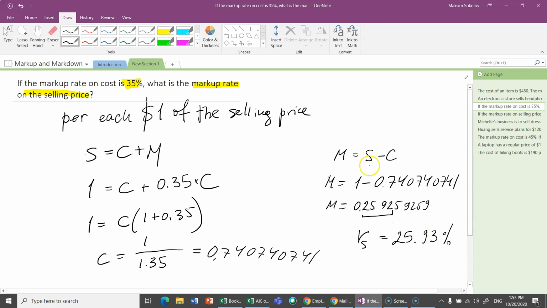So the way, once again, we solved this problem, we just investigated what is happening per each $1 of the selling price. And for each $1 of the selling price, we could build our equation using $1 instead of S, and we found the cost. We kept all the decimals here. And with this cost in mind, we found the markup amount. And because we are investigating here per $1, this markup amount can be translated to percent, which is 25.93%.